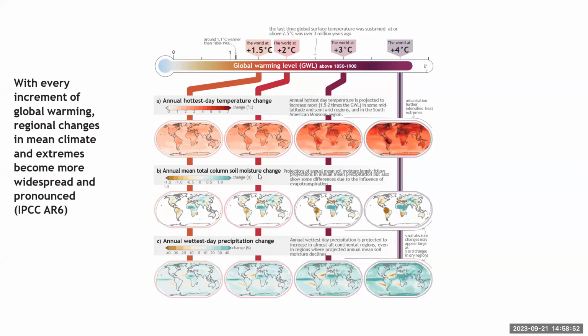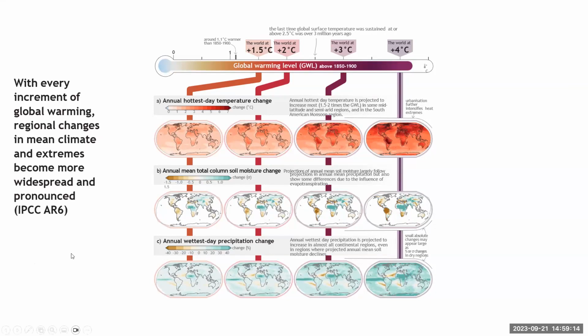Similarly, annual mean total column soil moisture change is also linked to that, and that is also very important. Projections of annual mean soil moisture largely follow projections in annual mean precipitation. So those are the linked factors. The annual wettest day precipitation change. In fact, why I'm mentioning all this is that these are the kind of things that we are coming across through all these simulation exercises and modeling.